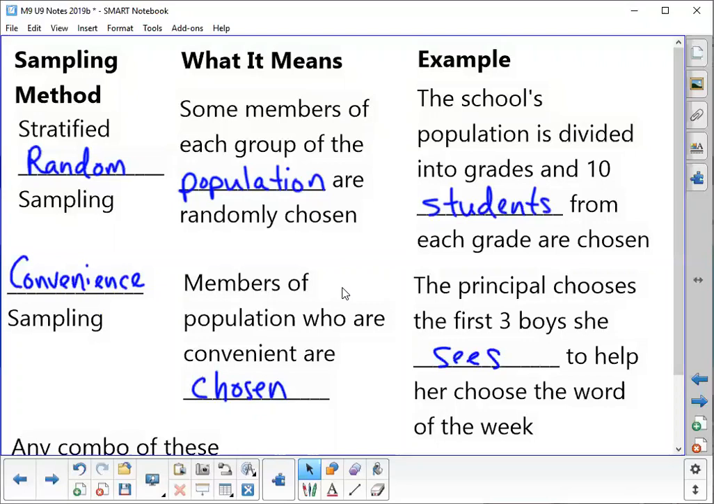Convenience sampling, once again, it can be very inaccurate. Like if you just do a convenience sample, you know, the first 3 people you see in the hall, you just ask them your sample question because you don't feel like doing any more, then that can be very false or misleading.